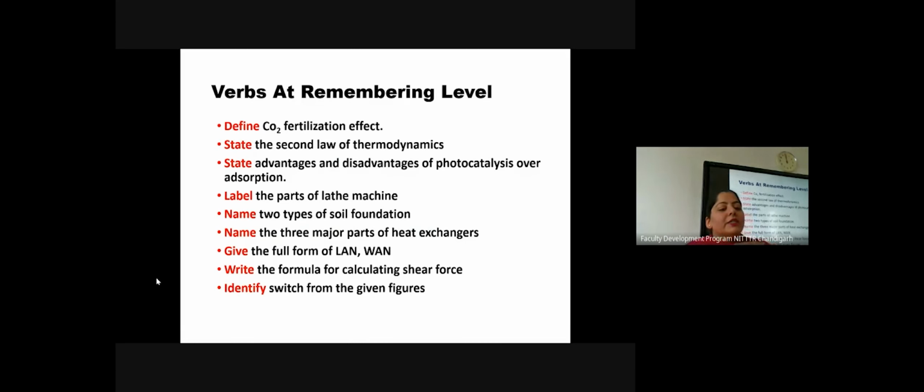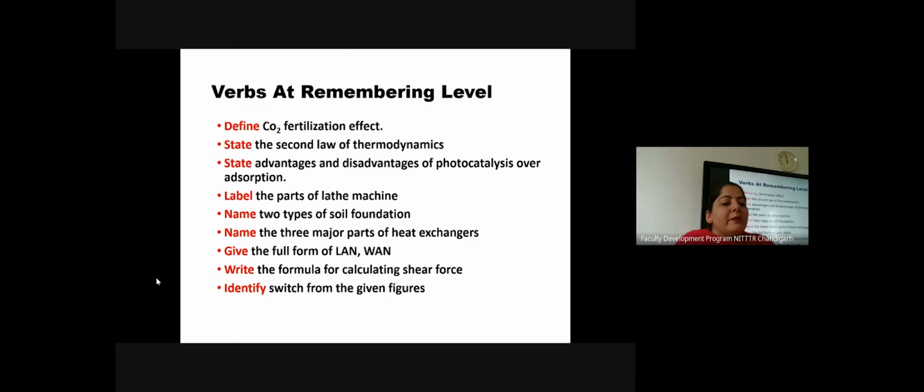So there are a few examples at different levels of Bloom's taxonomy. I am giving just a hint of how we are able to write as per the different levels. I am taking most of the examples from my field of specialization, that is chemical engineering. Likewise, you can develop these levels from your branch of specialization. For a 7th semester student, when I am dealing with the subject of environmental technology, I say: define CO2 fertilization effect. State the second law of thermodynamics, advantages and disadvantages of the technique photocatalysis over adsorption.